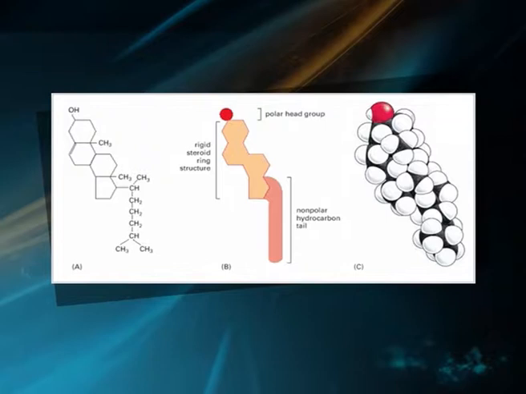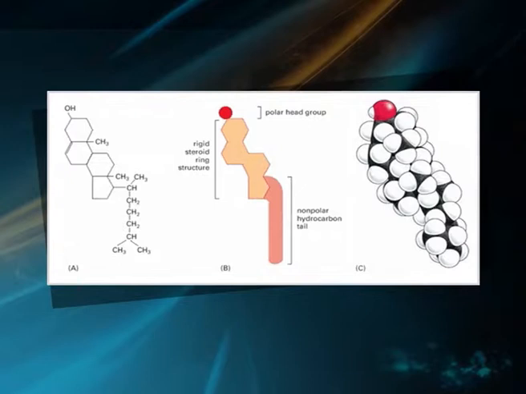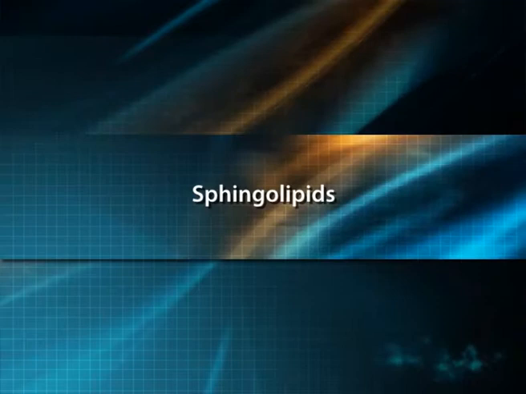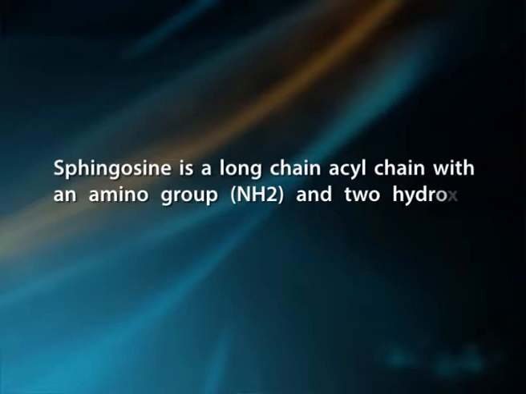As you can see, the different head groups are represented by different colors. All the lipid molecules are derived from glycerol, except for sphingomyelin, which is derived from serine. Sphingolipids. Another important phospholipid called sphingomyelin is built from sphingosine rather than from glycerol. Sphingosine is a long chain acyl chain with an amino group and two hydroxyl groups at one end of the molecule.